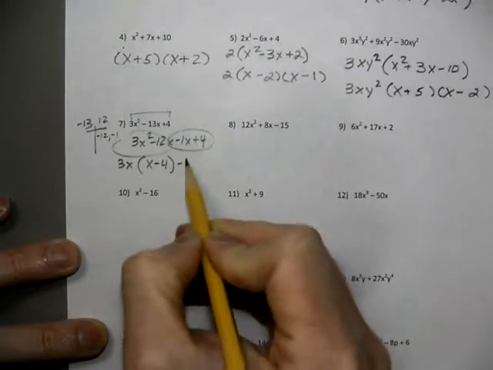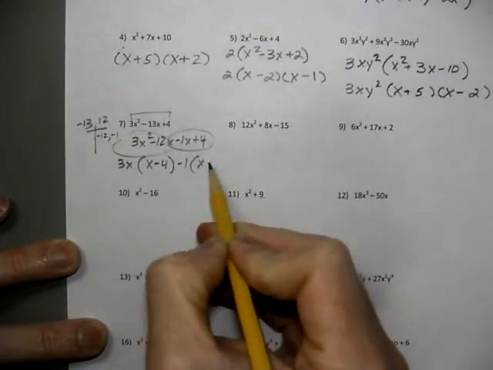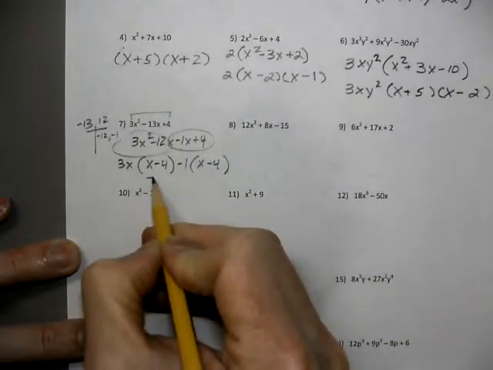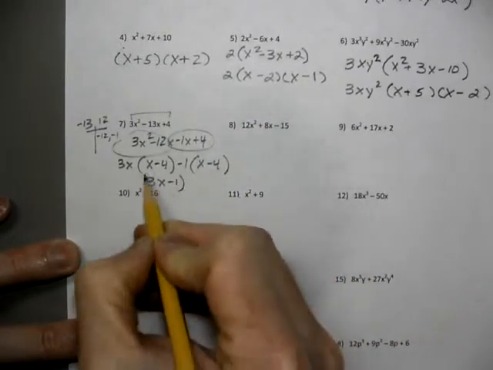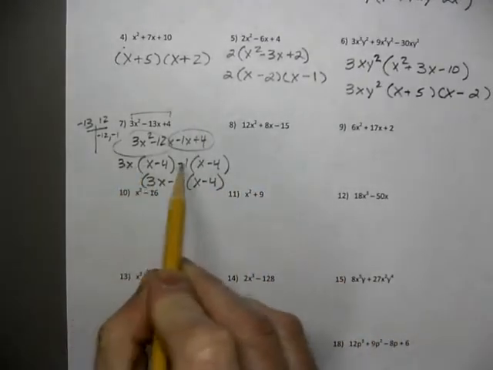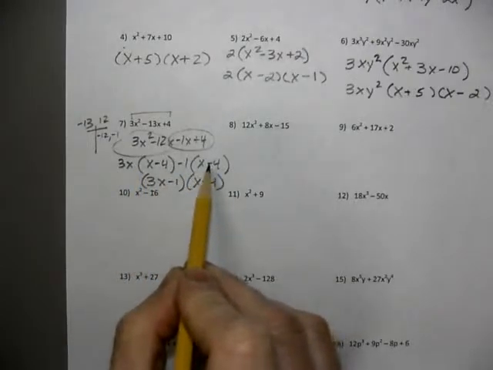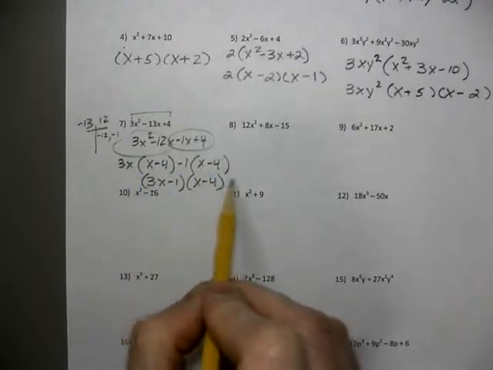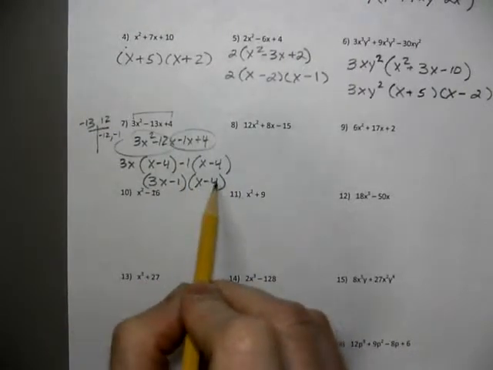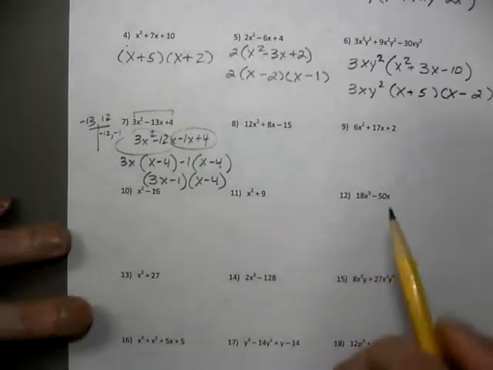You always have to have a placeholder out in front. What's inside the parentheses has to be exactly the same. Both these monomials are multiplying x minus 4. So you don't have to write x minus 4 twice. It's 3 times x and 3 times 4, and negative 1 times x, and negative 1 times negative 4.